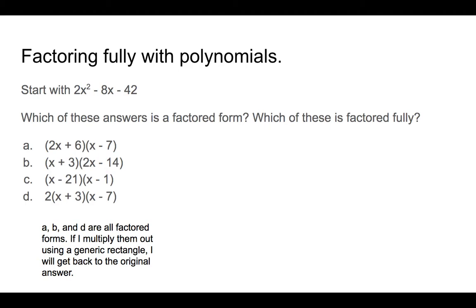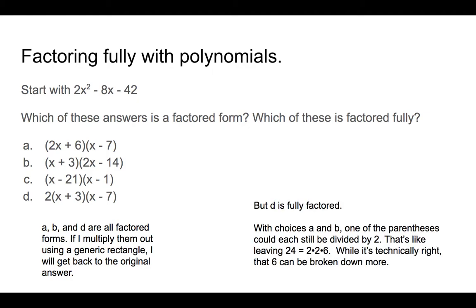A and B and D are all factored forms. If I put those into a generic rectangle and I multiplied them out, I would get back to the original problem. However, it is D that is fully factored.